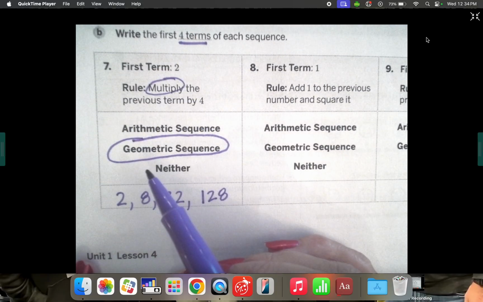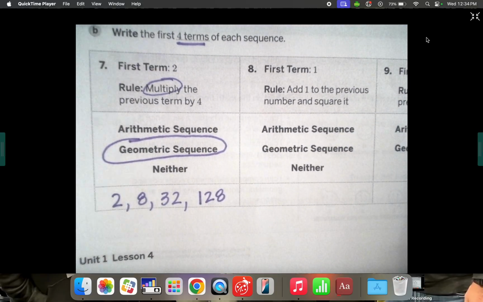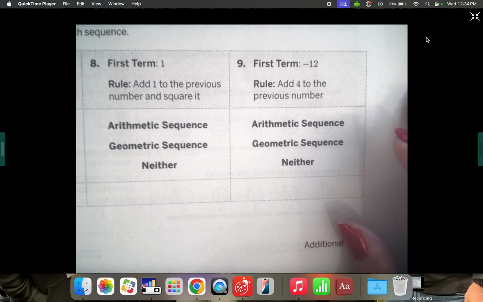Okay, I tried this one. You guys try numbers 9 and 10. Go ahead and pause the video and try it, and then you can check your answers.